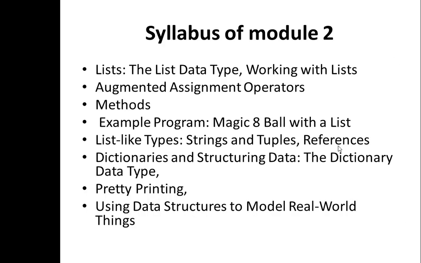So in this module 2, we will be discussing mainly about the list, how to work with the list, what are the augmented assignment operators, what are methods. We will also write a program called Magic 8 Ball program with a list. And we will also see some list-like types like strings, tuples, references. We will study about dictionary, structuring data, pretty printing, and data structures to model real world.